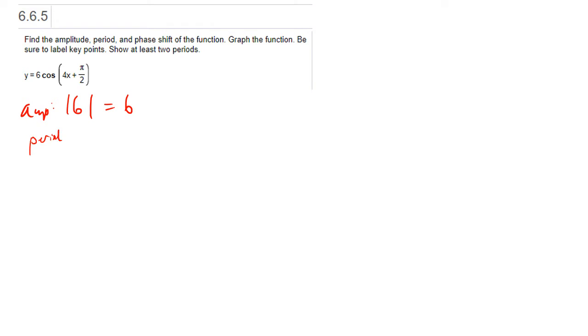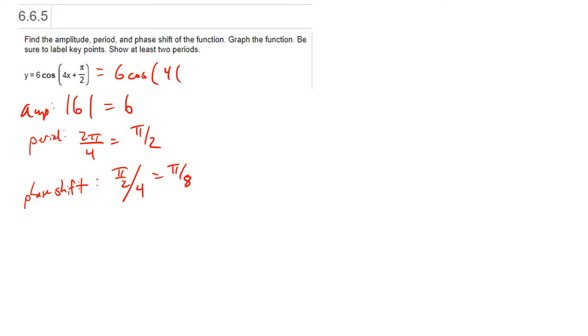Our period. The period of cosine is typically 2 pi. We're going to divide by the number multiplying our variable, so that's 2 pi over 4. That's pi over 2. Our phase shift is pi over 2, the number being added, divided by the number multiplying x. That's pi over 8. I typically like to present this in the following way.